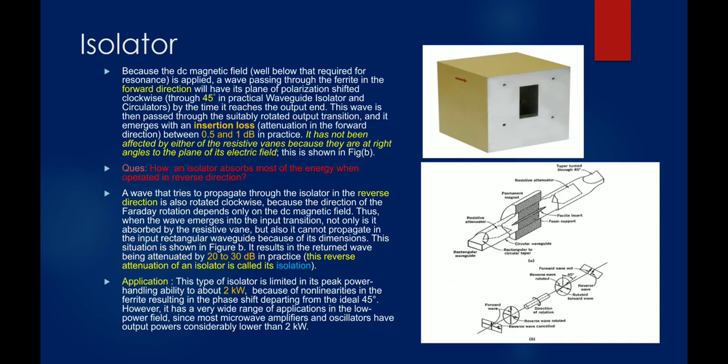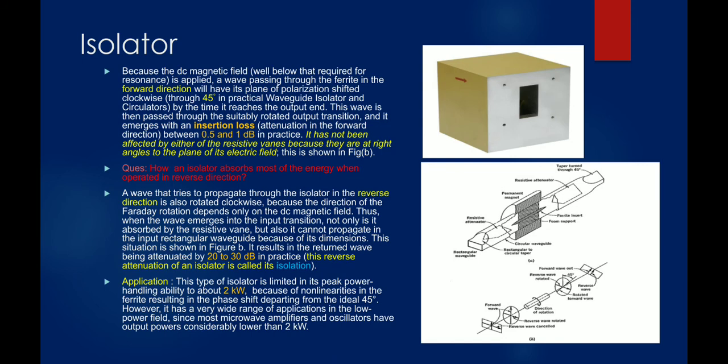So the question arises, how does an isolator work, and why does it absorb most of the energy when operated in the reverse direction? In the forward direction there is very small insertion loss, 0.5 to 1 dB, and the wave is almost unattenuated, it is passing, and in the reverse direction most of the energy is consumed. So you can think of how it is happening. This is due to the internal construction of the ferrite Faraday isolator, the resistive attenuators used, and the permanent magnet used.